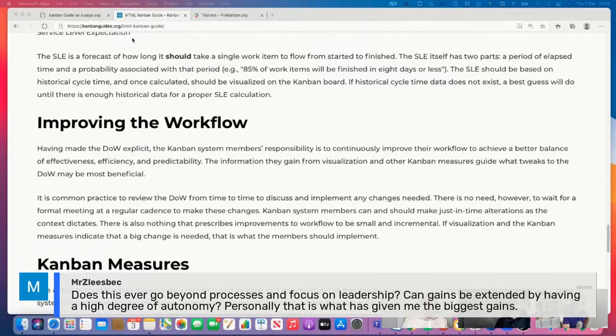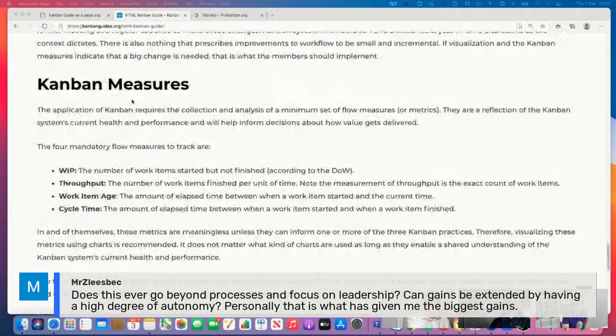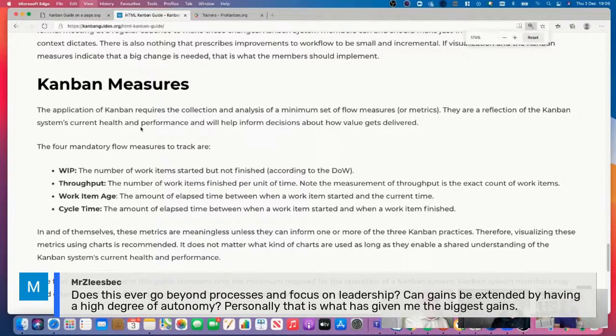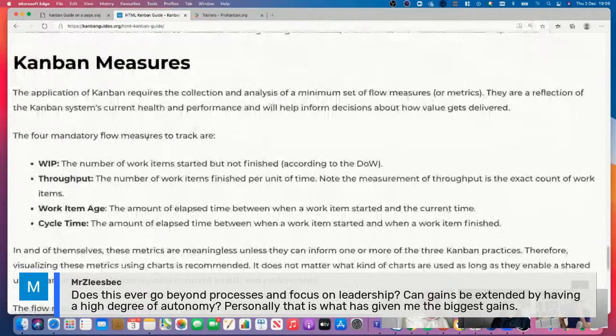Now, I'm going to get on to something controversial because the measures are very interesting in the guide. And we had a lot of discussion about what the measures are. These are the ones that we went for: work in progress, how much work is in the system; throughput, how much stuff you are delivering per time period, per day, per week, per month, whatever your time frame is; work item age, so for each item, how old is it, how long has it been since it went past the start point and is heading towards your end point; and cycle time.